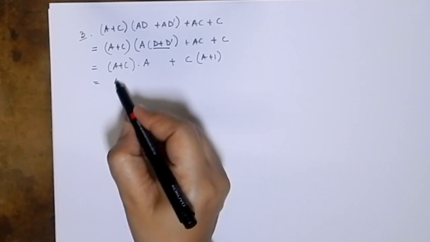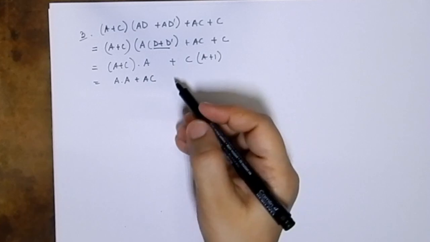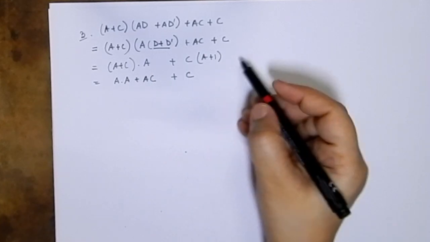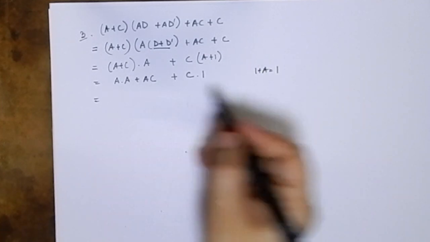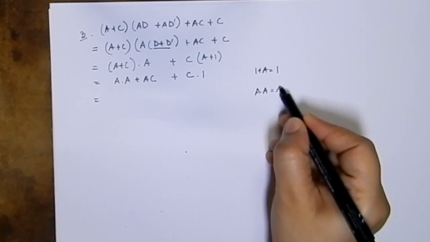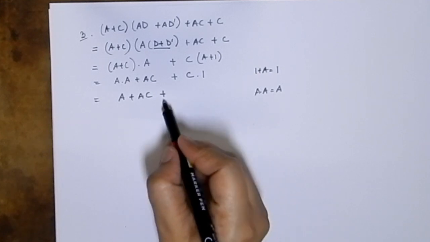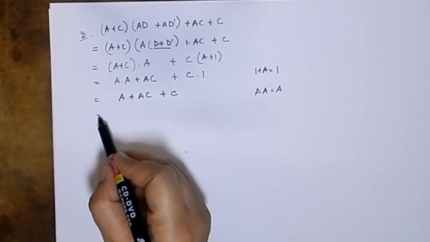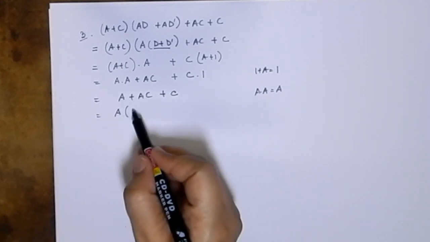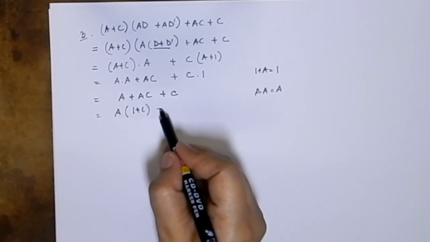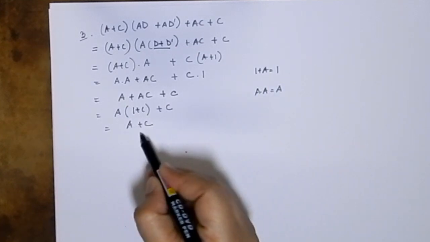So now this becomes A dot A plus AC, and this is C, because 1 plus A is equal to 1. Now A dot A is equal to A, so this is A plus AC plus C. Again, if I take A common, then I will get 1 plus C over here and C here. Again 1 plus C will be 1 using the same law, so A plus C, which is your answer.